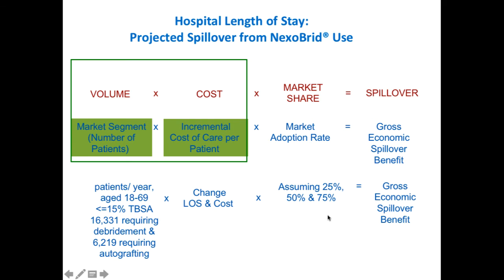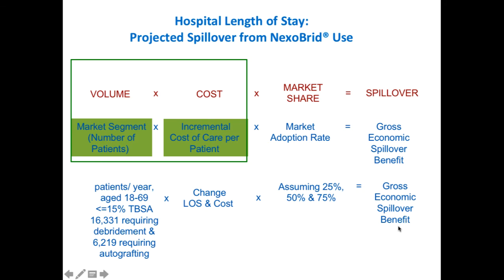Of course, over the years, not all 100% of hospitals adopt NexoBrid. So starting by assuming 25% of hospitals adopt this, or 75% market share on the other extreme, the hospitals adopt NexoBrid. So this multiplication of the number of patients, the change in length of stay in hospital and cost, multiplied by market share, basically provides us with the economic spillover or indirect benefit from NexoBrid.